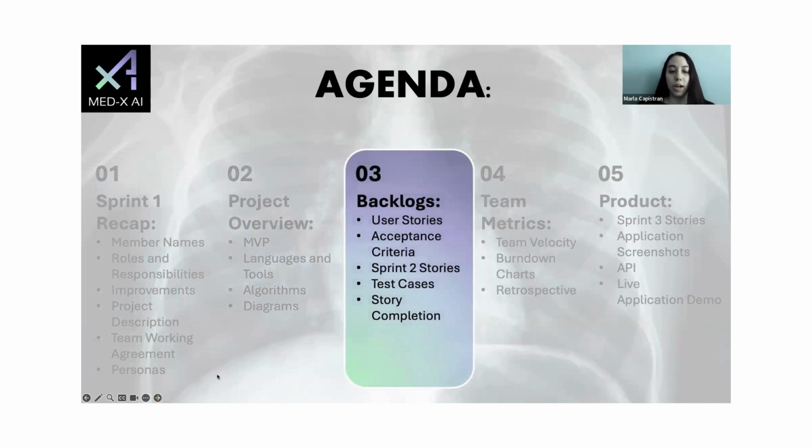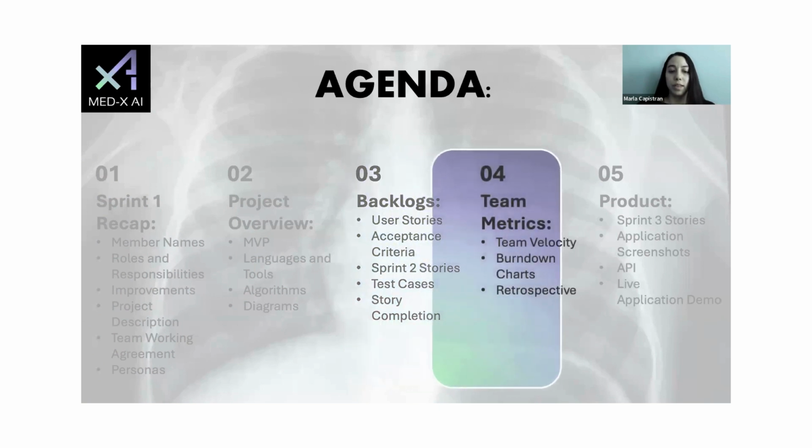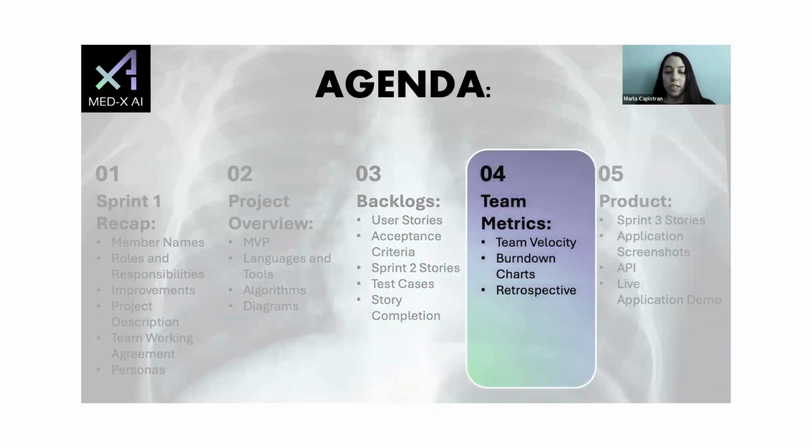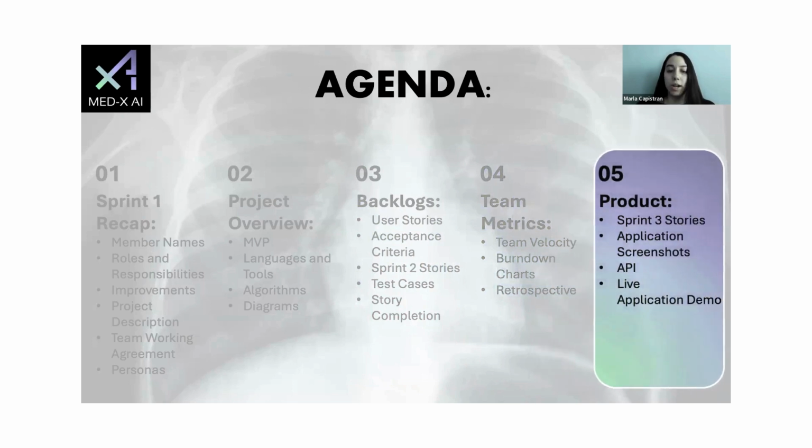Next, we will look at the product backlog and sprint backlog, including the user stories, acceptance criteria, sprint 2 stories, test cases, and story completion. Then we will move on to the team metrics, including team velocity, burn down charts, and the retrospectives. Lastly, the product, which has Sprint 3 stories, application screenshots, API, and a live application demo.